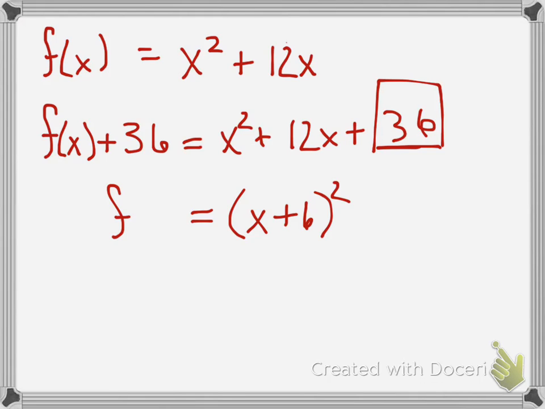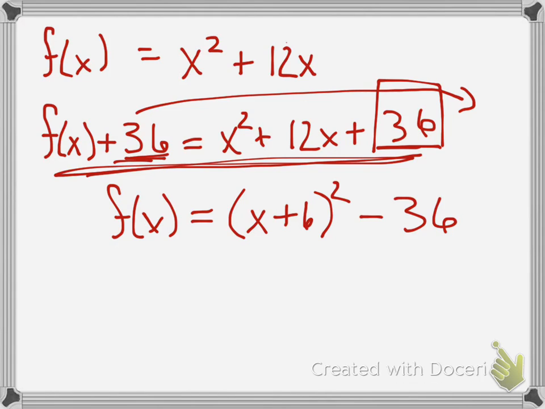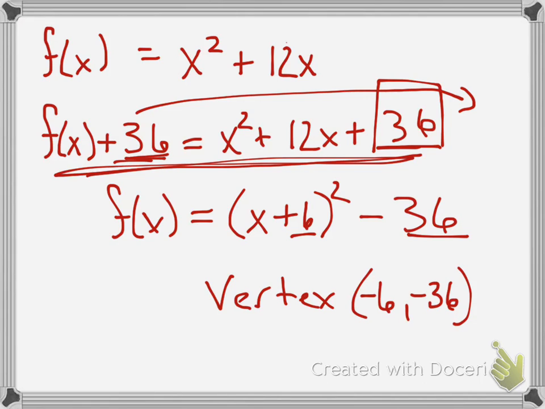That's nice and dandy, but I want to get back down to where I just have f of x, because the calculator is not going to allow me to graph f of x plus 36 is equal to x squared plus... The calculator doesn't do that. So you have to move this 36 back over to the other side, the side of the parentheses. Positive 36 moved over to the other side becomes negative 36. And there you go. That tells me my vertex would be negative 6, negative 36. Almost forgot to put the negative. And that's all you have to do there.